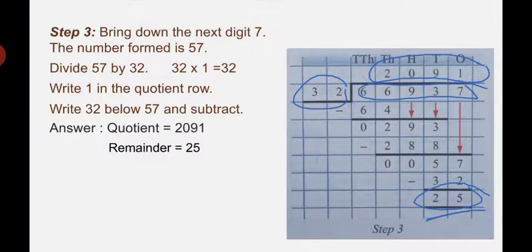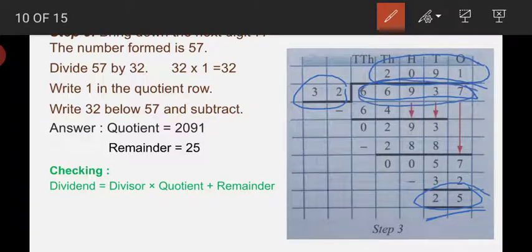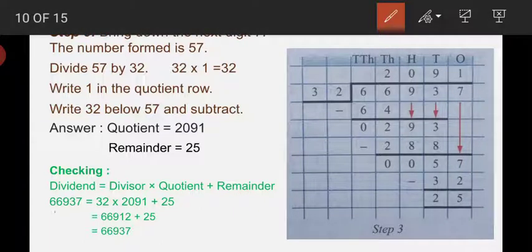Next, while checking, we have to follow the following property, that is dividend equal to, as you have already studied in our previous video, divisor multiplied by quotient plus remainder. So here the divisor is 32, the quotient is 2091 and the remainder is 25. Now we have to multiply the divisor with the quotient and add the remainder.